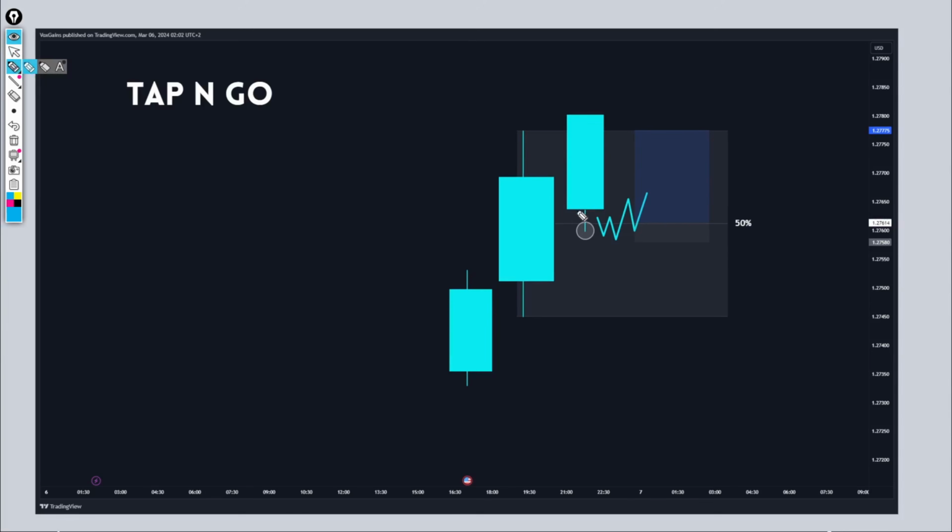You won't always see those picture perfect examples where price always comes down to liquidate the range low and then go to the range high. Sometimes price will only minimally open up, and then tap the 50% of this candle, and then look to target the range high. This works perfectly if you're in an extremely aggressive market.